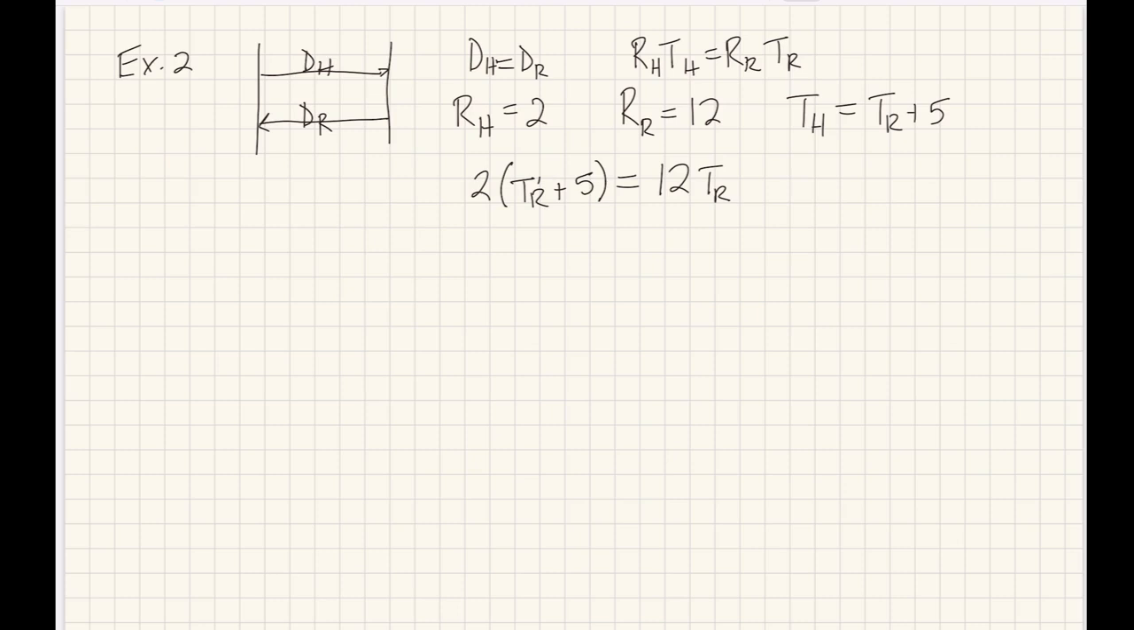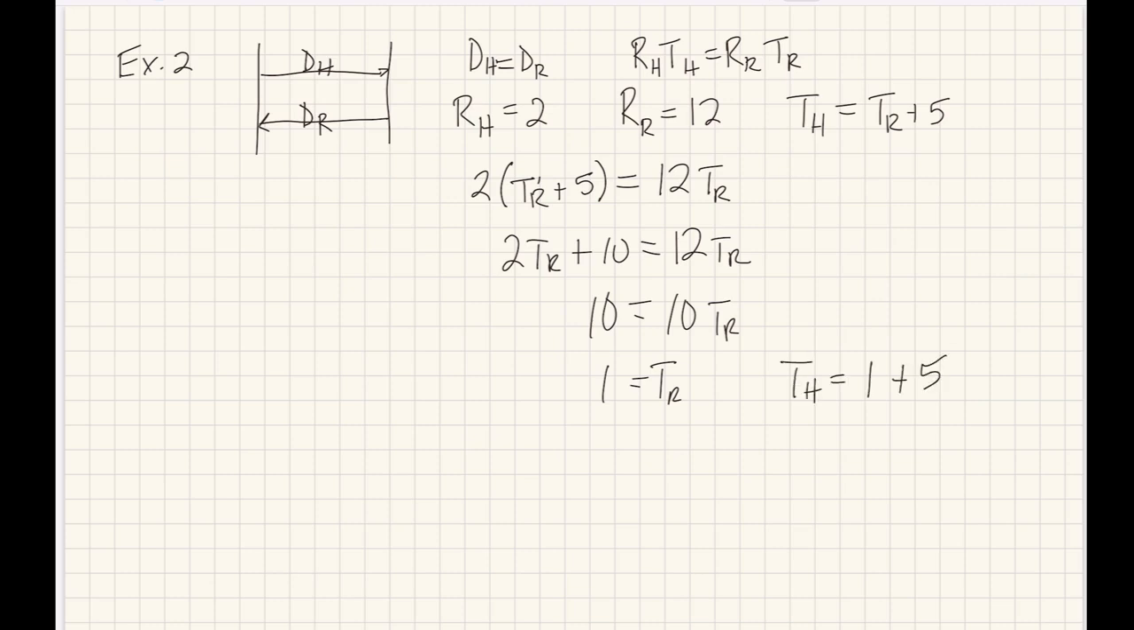So now we're going to distribute. 2tr plus 10 is equal to 12tr. I'm going to subtract 2tr from both sides, and I get 10 is equal to 10tr. Divide by 10, and we get that tr is equal to 1. So I know that the time of riding was 1, and then the time of hiking would be 1 plus 5, which is 6.